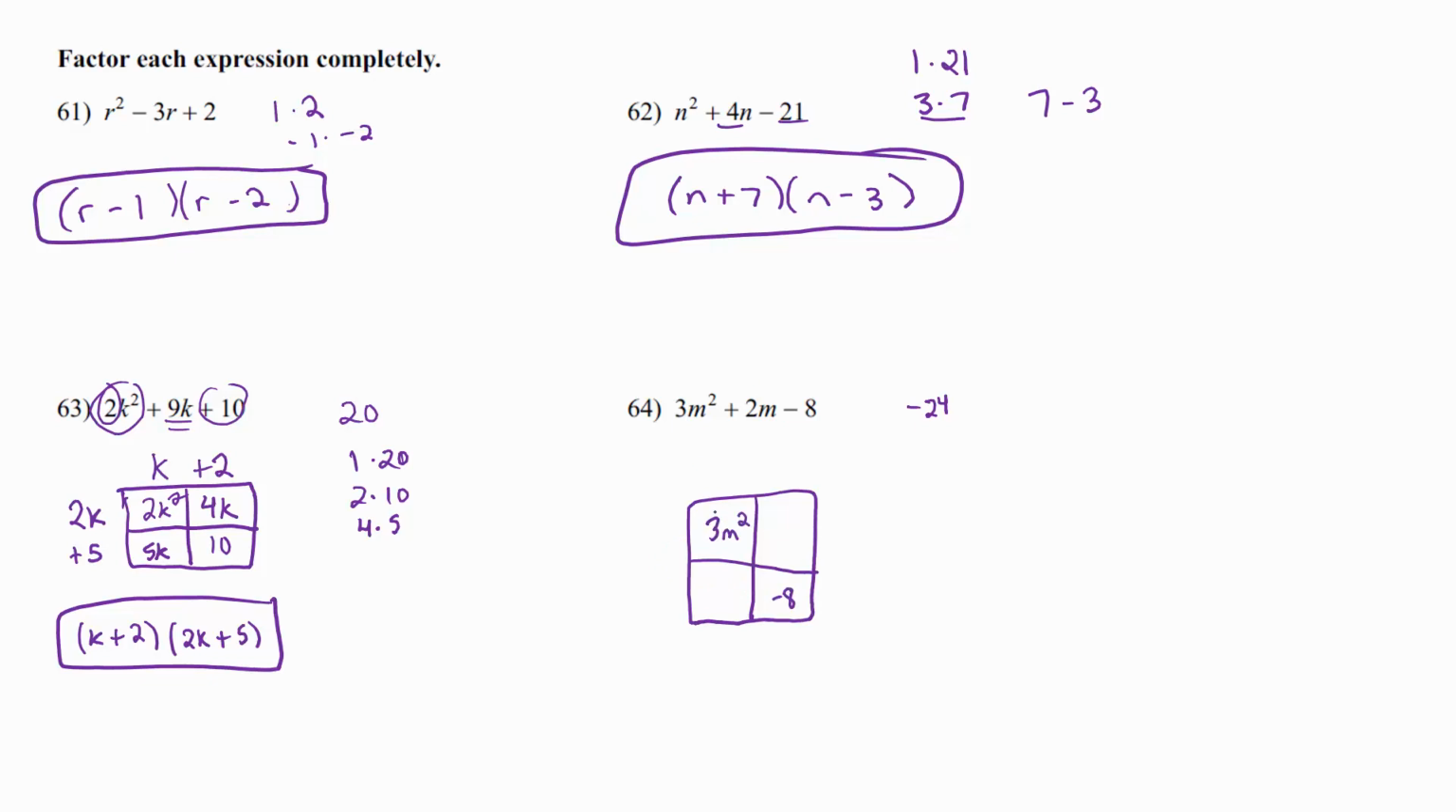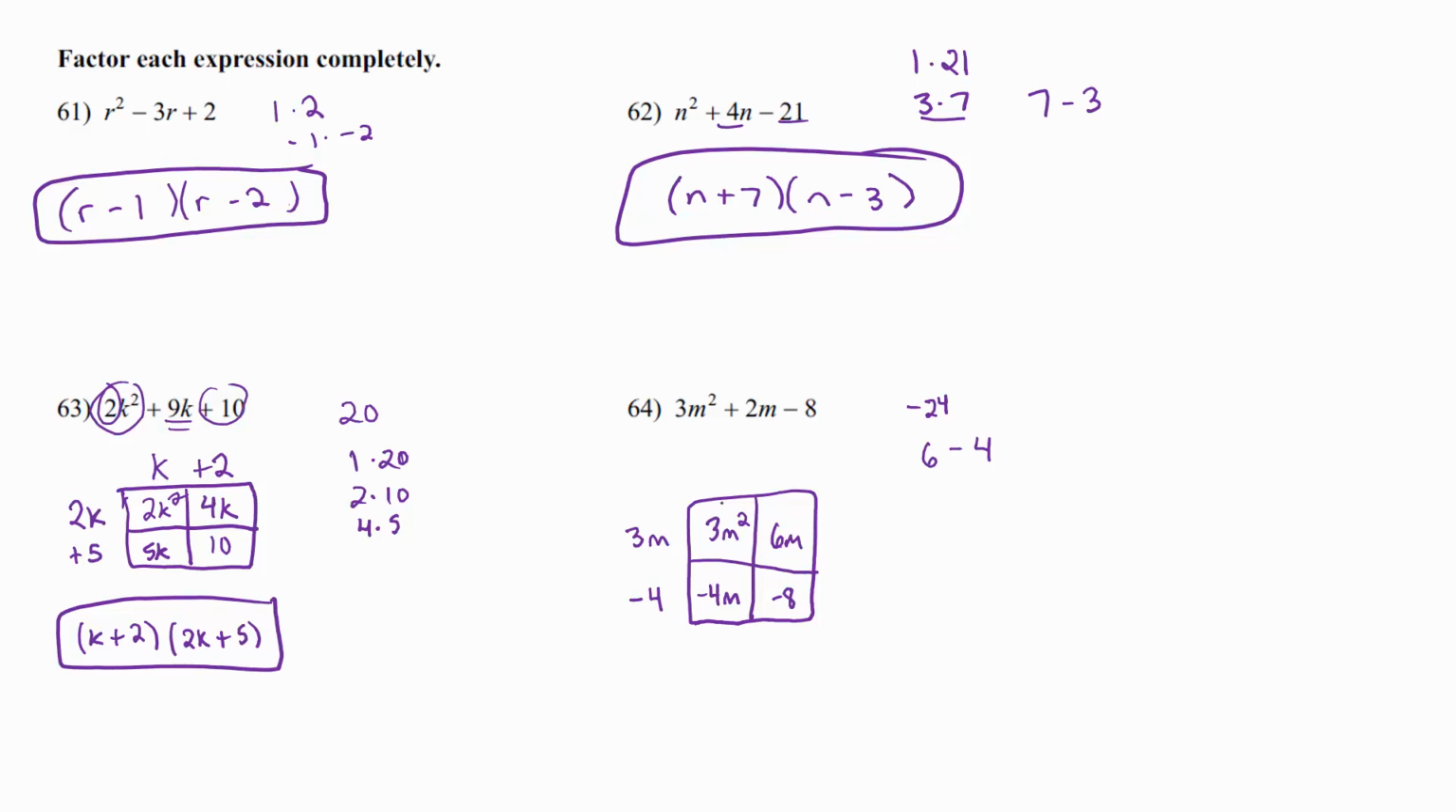So we put the 3m squared in the top left and the negative 8 in the bottom right. We say what multiplies to get negative 24, that adds to get 2. What we want to do is 6 and negative 4. So 6m and negative 4m. So I want to look at the top two here and say, what do they have in common? I want to look at the bottom two and say, what do they have in common? And make sure you notice they have a negative in common as well as a 4.